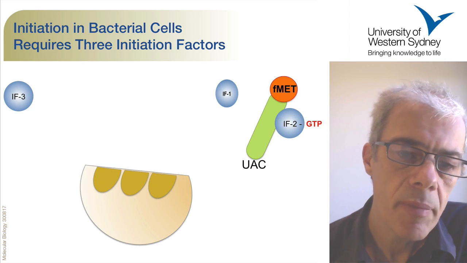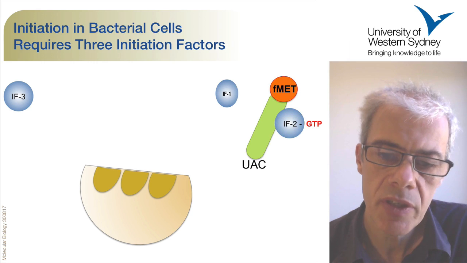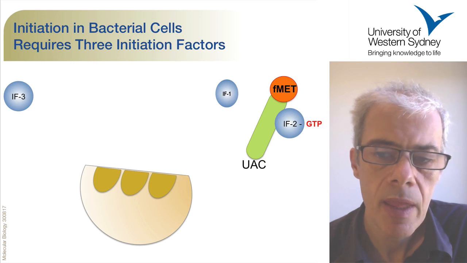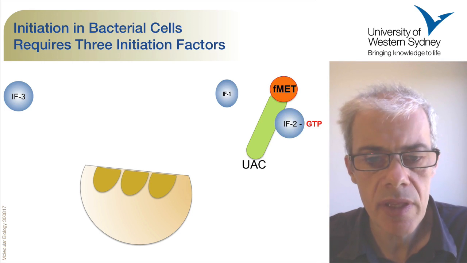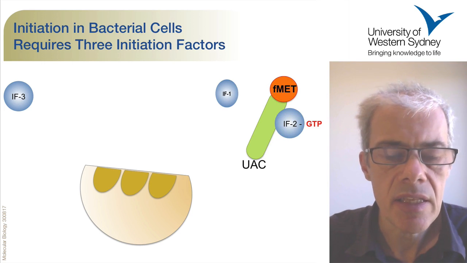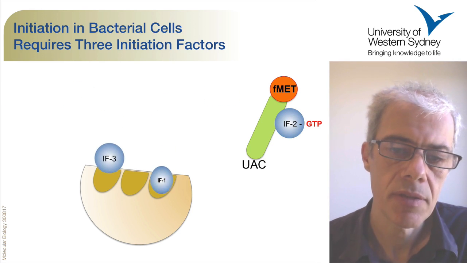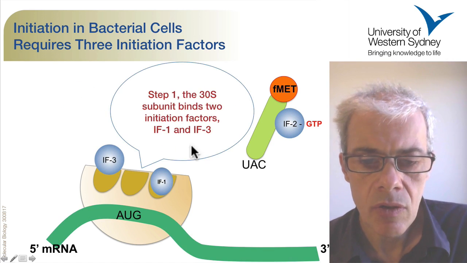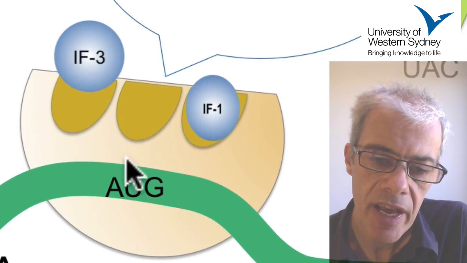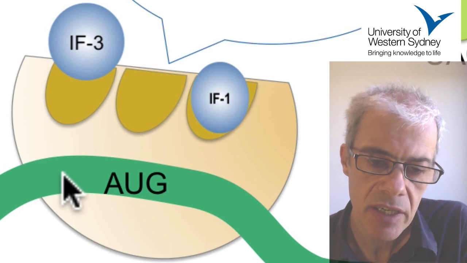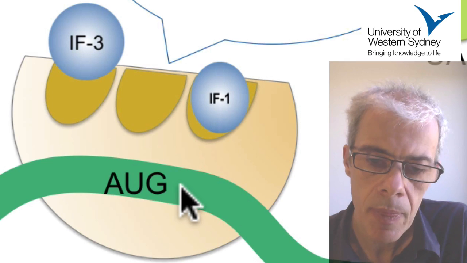So here I have a little animation which is again looking at the process of initiation of protein synthesis in bacteria, with a little more detail. What's shown in this animation is the inclusion of these initiation factors in the process. Recall that the small ribosomal subunit binds to the messenger RNA, and with the help of the Shine-Dalgarno sequence, it positions itself at the first AUG.